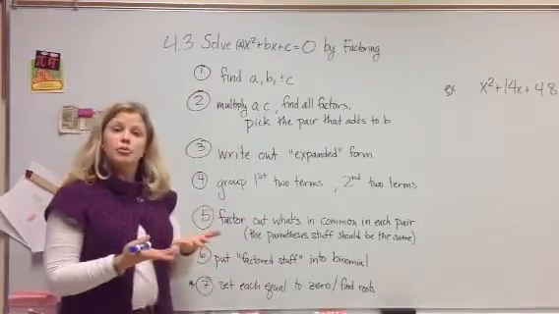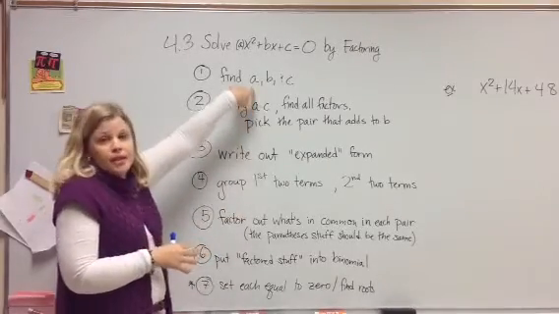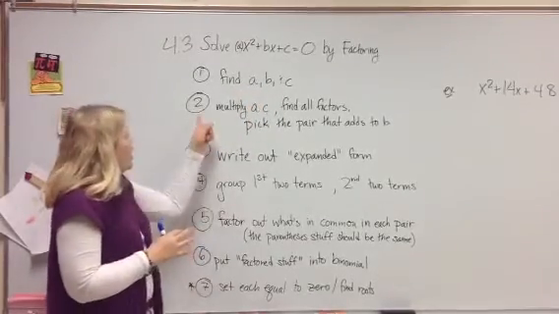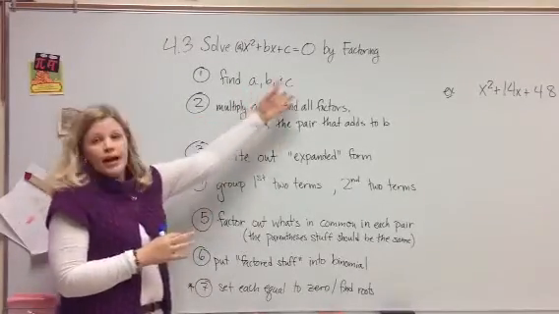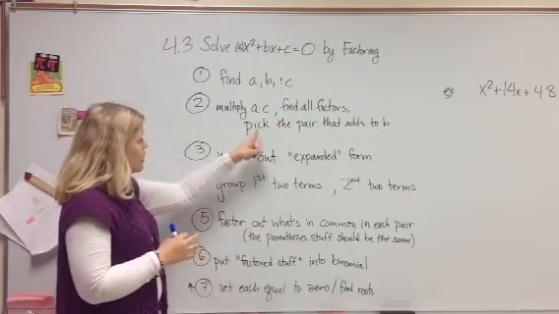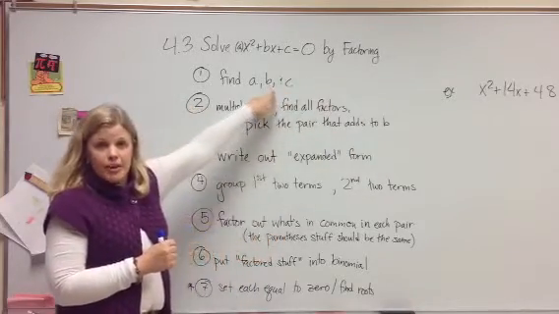We're going to talk a little bit about the steps before we even start practicing. First thing, this is easy. You've done this before. Find A, B, and C. Not a problem. Number two, you're going to multiply A and C together. You're going to find all the factors for that. And then you get to circle or pick the pair that adds up to B, or what that middle term is.